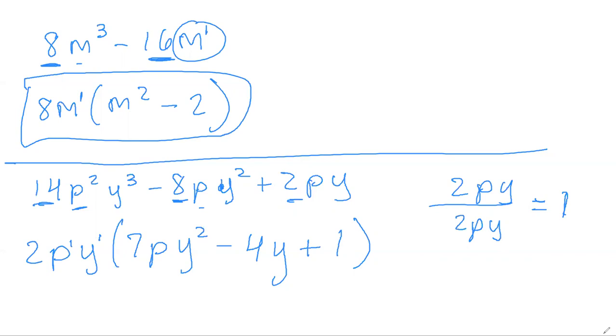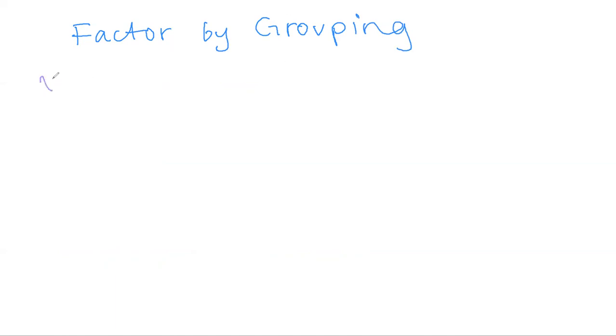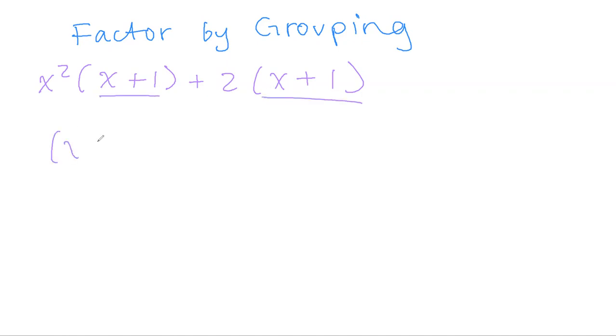Okay, so I think this is the last thing that I'll talk about, and this is factor by grouping. All right, so starting small here: x squared times (x plus 1) plus 2 times (x plus 1). So the idea is I can take what they share, which is the x plus 1.